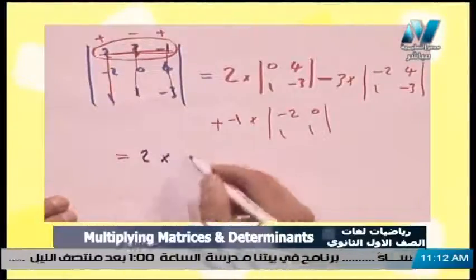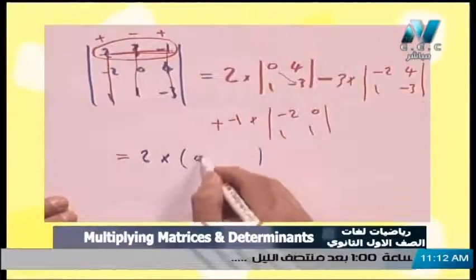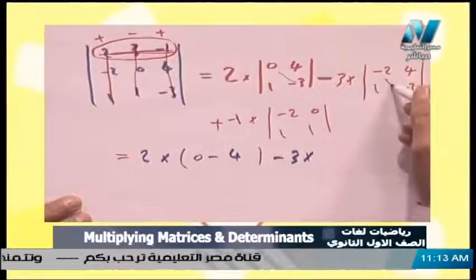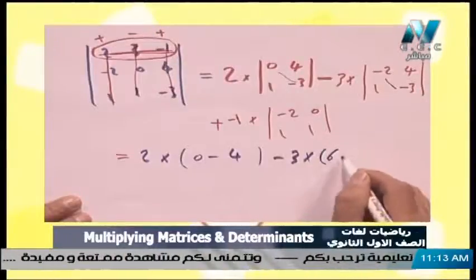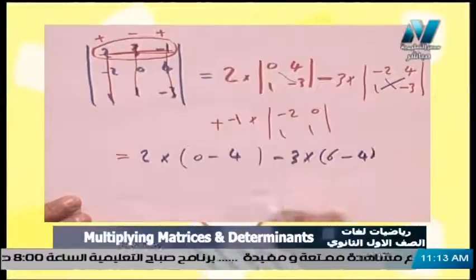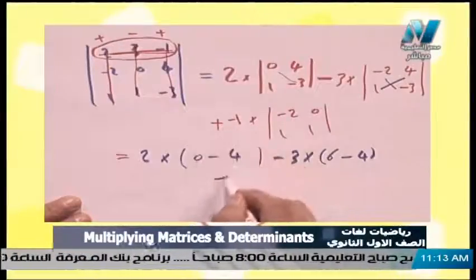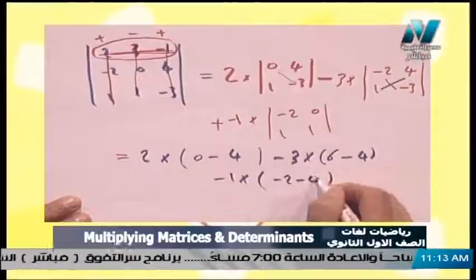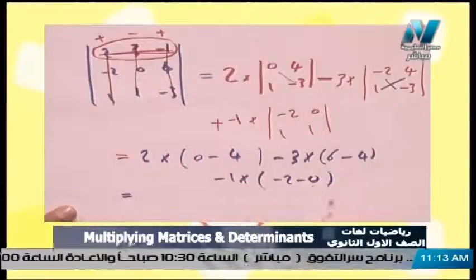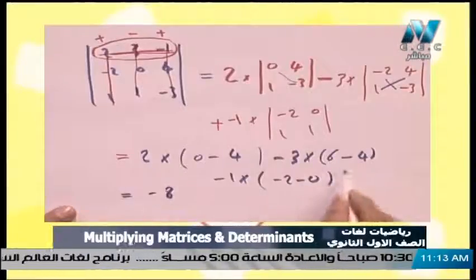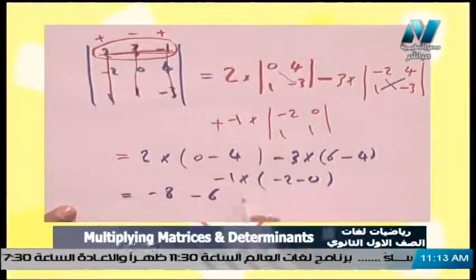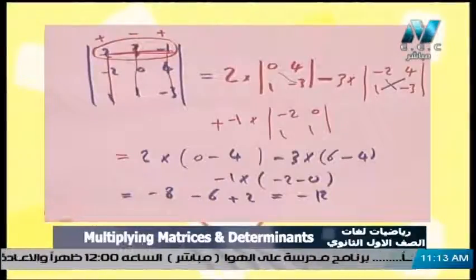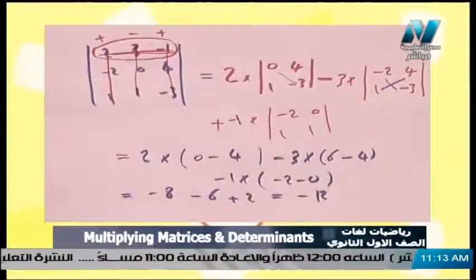2 times what? 2 times 0 times negative 3 equals 0, minus 1 times 4 equals 4, minus 3 times negative 3 times negative 2 equal 6, minus 4 plus times negative 1 times negative 2 times 1 equal negative 2 minus 0. So the answer will be negative 8 here and minus 6 plus 2. The final answer will be negative 12. Okay. Let's move to another question.